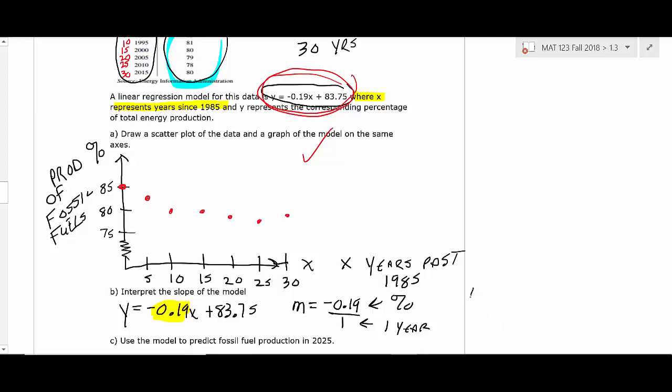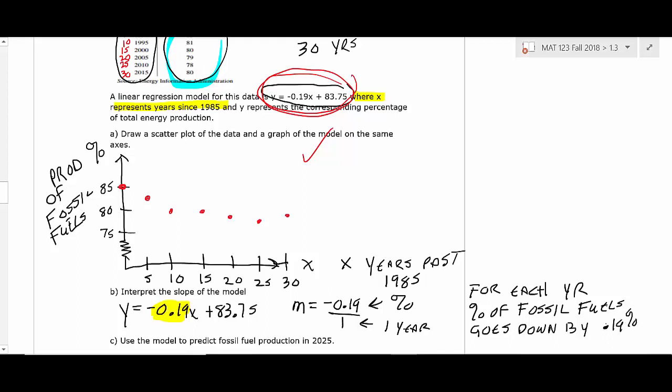It'd just say, for each year, you just say the percent of fossil fuels. There's a lot of ways to say this. This is kind of what I'm after. Fossil fuels goes down by, and then we would just say 0.19%. You don't have to put negative 0.19 because that just tells you it's going down.